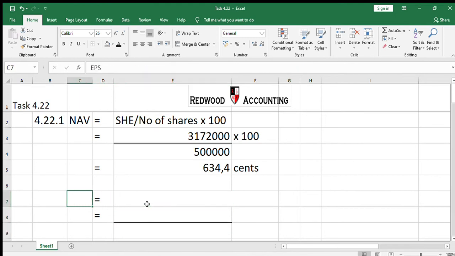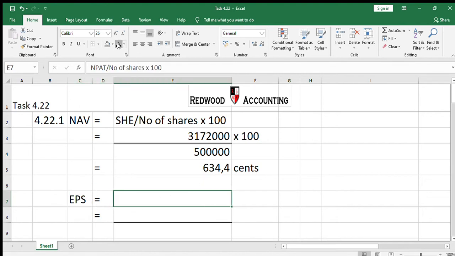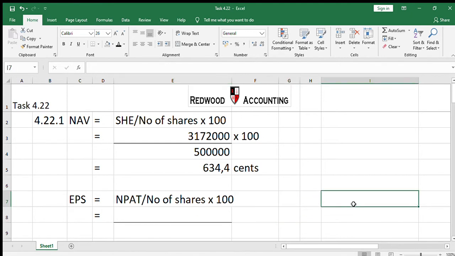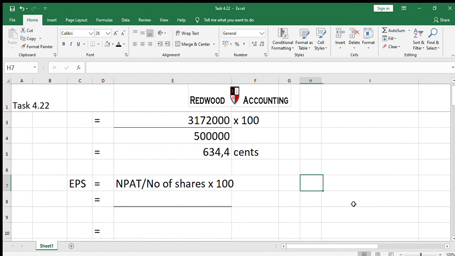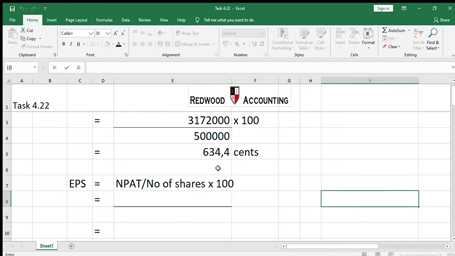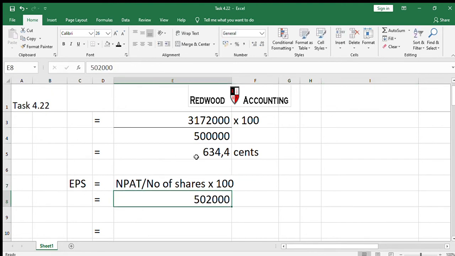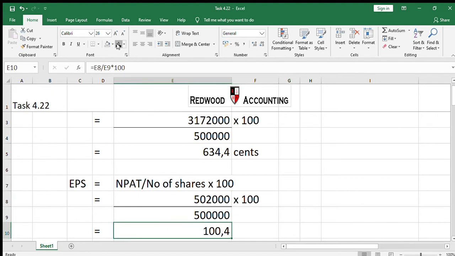Also in 4.22.1, we have to calculate the earnings per share. The formula for earnings per share is the net profit after tax divided by the number of shares, and we have to multiply the answer by 100, again because we need it to be in cents. So the net profit after tax is given to you in the retained income note. Net profit for the year, 502,000. So we're going to put in 502,000 here. Again, you're going to divide by the number of shares, which is 500,000 as it was given to you. And we're going to multiply by 100 because we need the answer to be in cents. And we've got 100.4 cents.